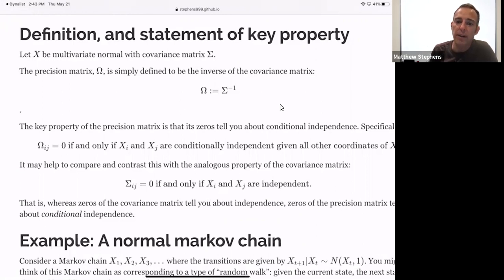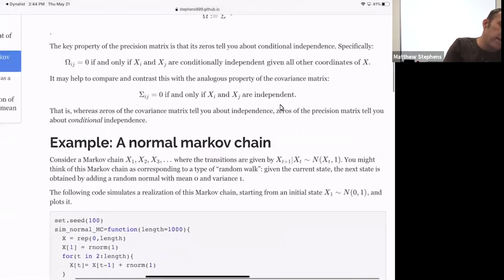idea of conditional independence. So of course, the covariance matrix's ijth element is 0 if and only if x_i and x_j are independent when they're normal. So 0 covariance means 0 correlation means independence in the normal case. But the inverse covariance matrix, which is a more complicated thing to think about initially, the zeros of that matrix also have a really interesting interpretation, which is conditional independence. Okay, so let's look at an example which is going to make this clear, I hope.